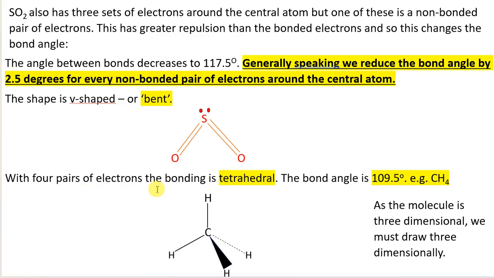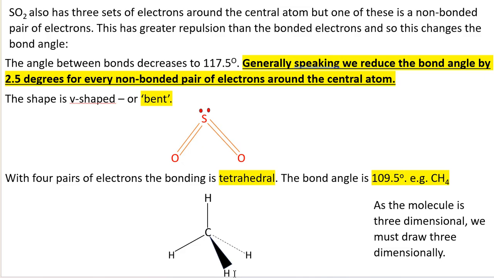With 4 pairs of electrons, the bonding is tetrahedral. Tetra meaning 4. Bond angle, I'm sorry, is 109.5 degrees. But that number we'll encounter a number of times, and you'll become very familiar with it. As the molecule is three-dimensional, we must draw three-dimensionally. The hydrogen at the bottom of the slide is coming out towards us.